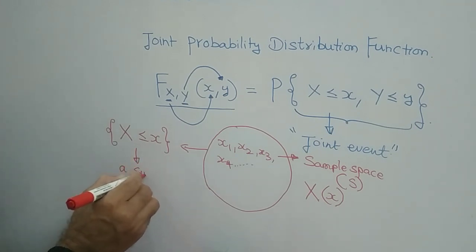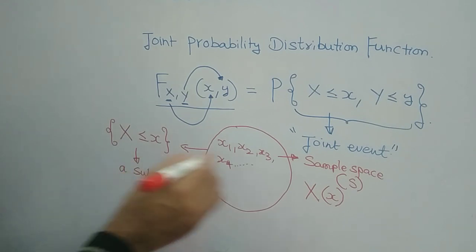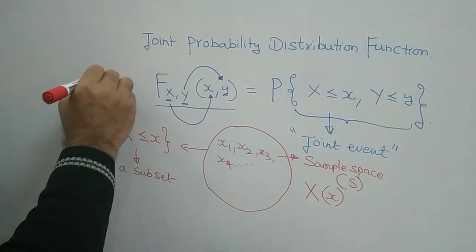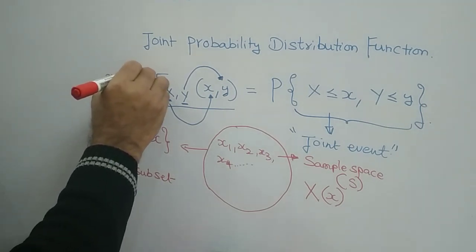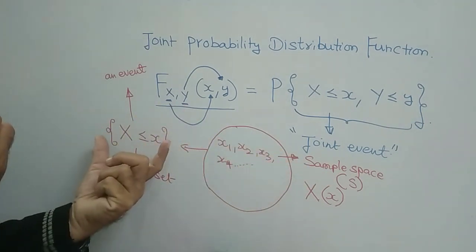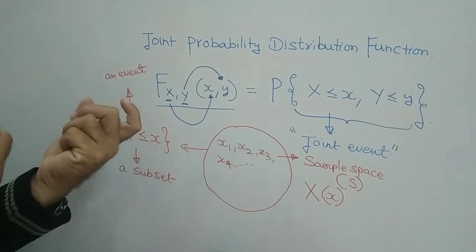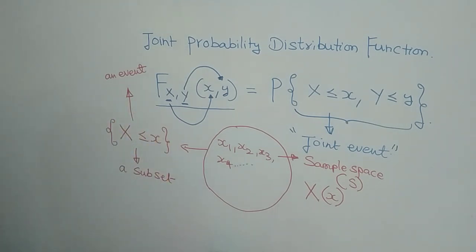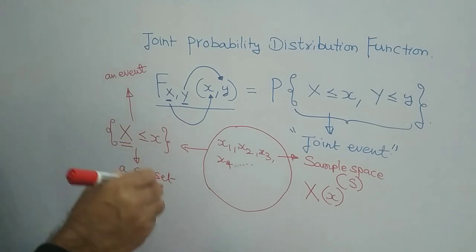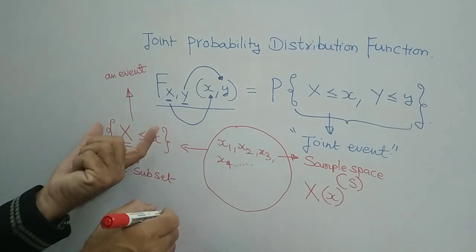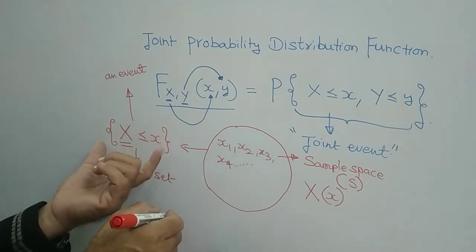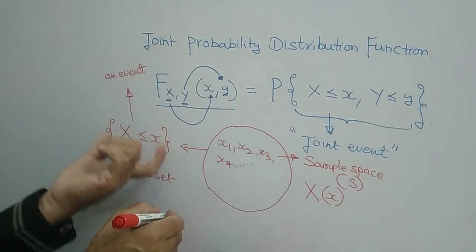It is a subset of the sample space, and this subset can also be called an event. Remember that this is a subset of the sample space, and this subset is also called an event. In order for x to be a random variable, this must be an event first of all.